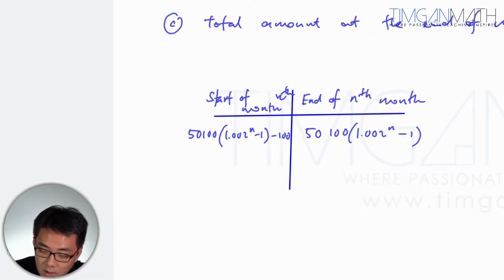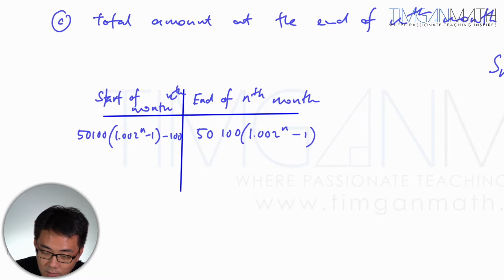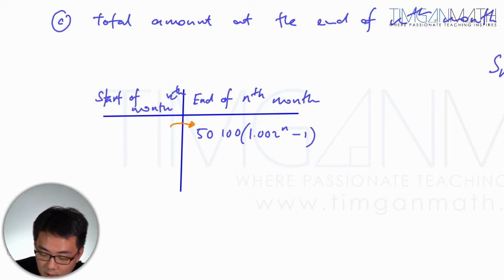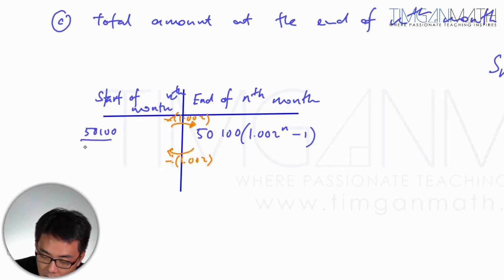this amount here, multiplied with 1.002, and then this will just be divided by 1.002. So you just divide. You could do that. This would be 50,100 over 1.002 if you want to do that.